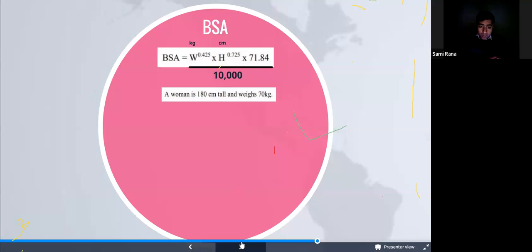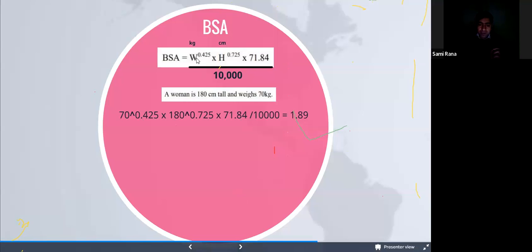So how is it going to work? A woman is 180 centimeter tall and weighs 70 kg. Another thing, if they are giving you some different units, they are testing your conversions from kgs into pounds or maybe inches to centimeter. So you should be memorizing those conversions. I have them in my first part of the calculations.